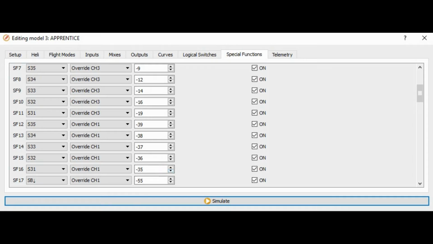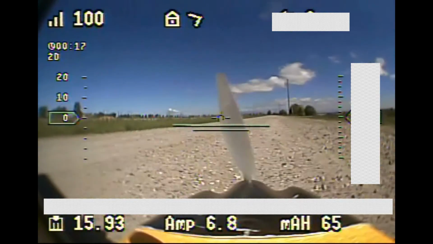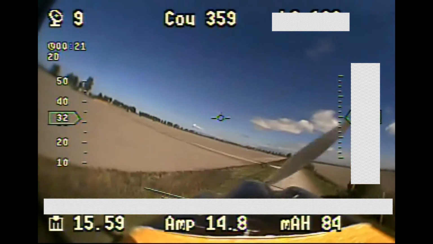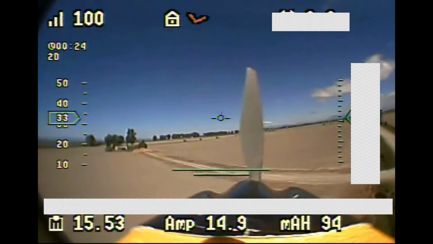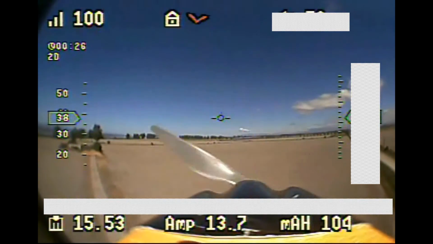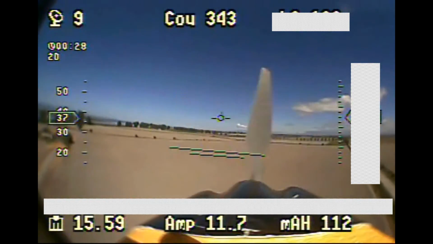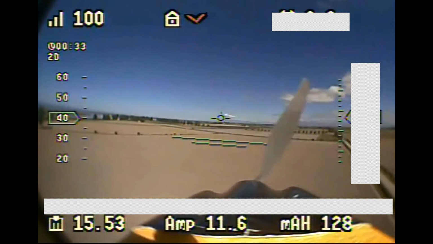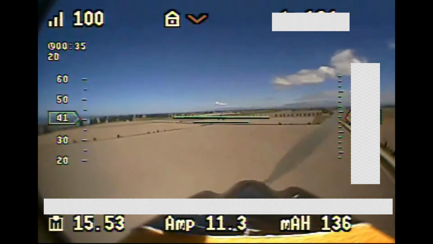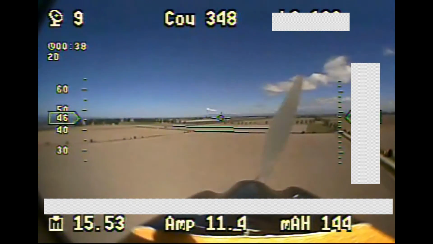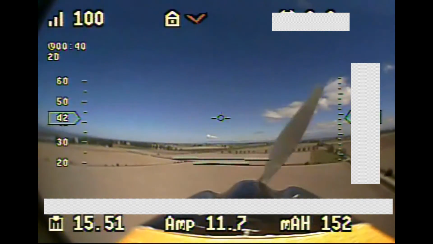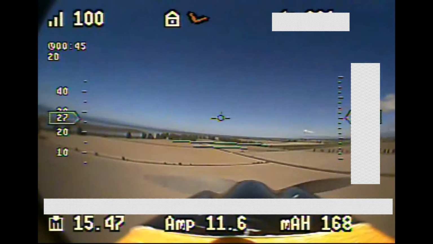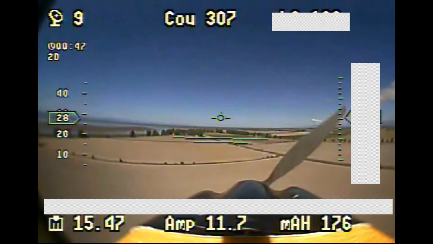It's really cool. So here we're taking off, and you're going to be able to see the switches in action. So I have a six position switch that in the first position it will climb at around 11 amps, and that is engaged. And then I have five more positions of the switch that will increase gradually the elevator, and increase gradually a little bit the power as well.